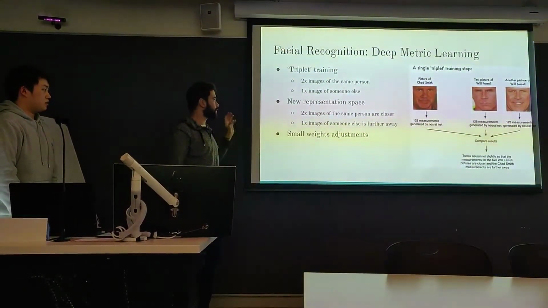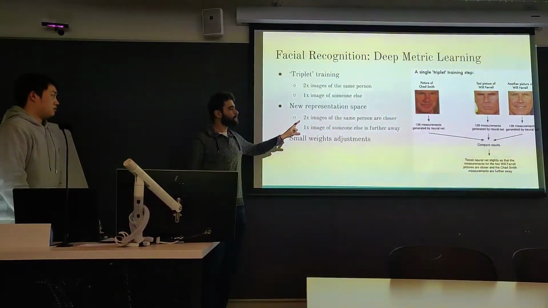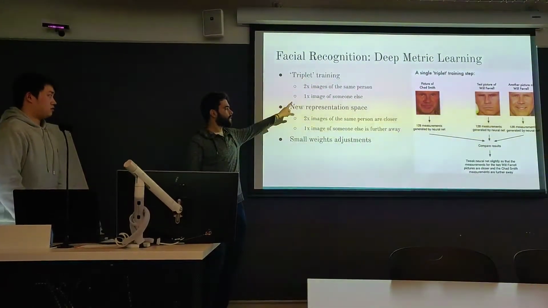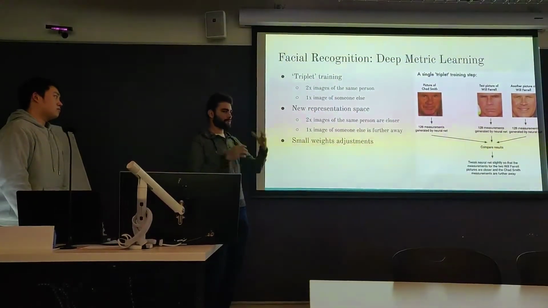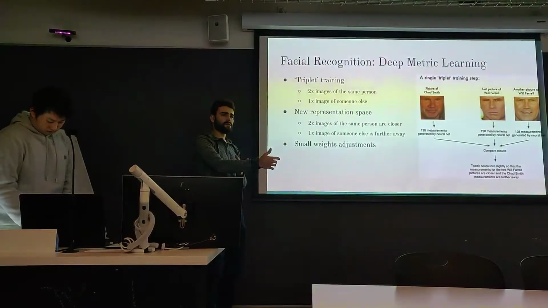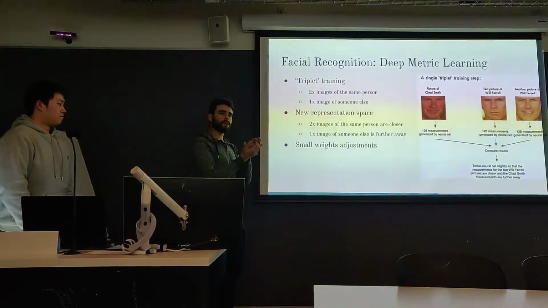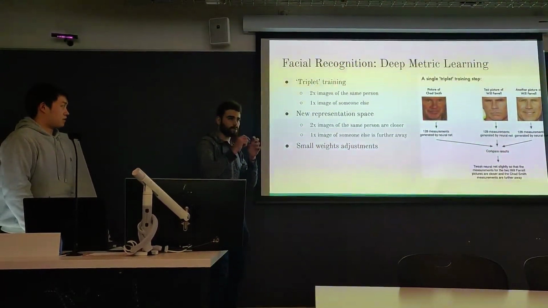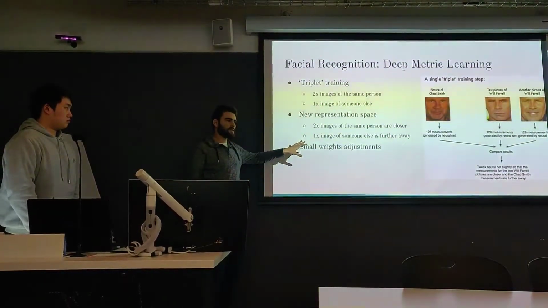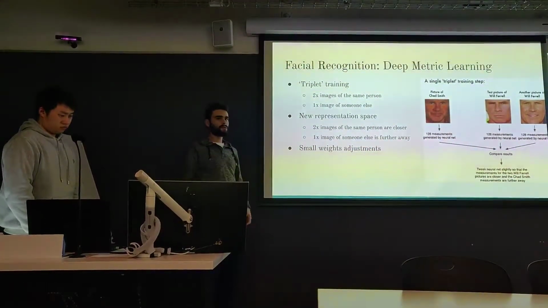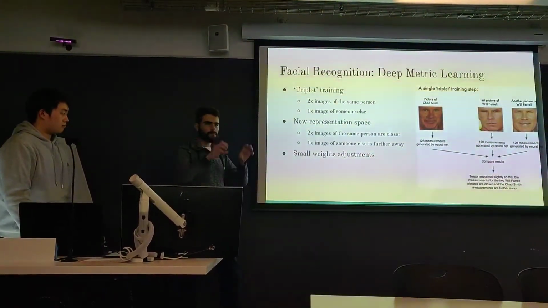And what we do is use what's called a triplet training. So we have two images of the same person as an input, and also a third image of someone different to the algorithm. What we want to do is project these images onto a different representation space, so the two images of the same person stay closer to each other, and the third image of the second person becomes separate, further away from those two. This is done by giving small weight adjustments throughout the training, so we can actually represent them on different parts of this space.